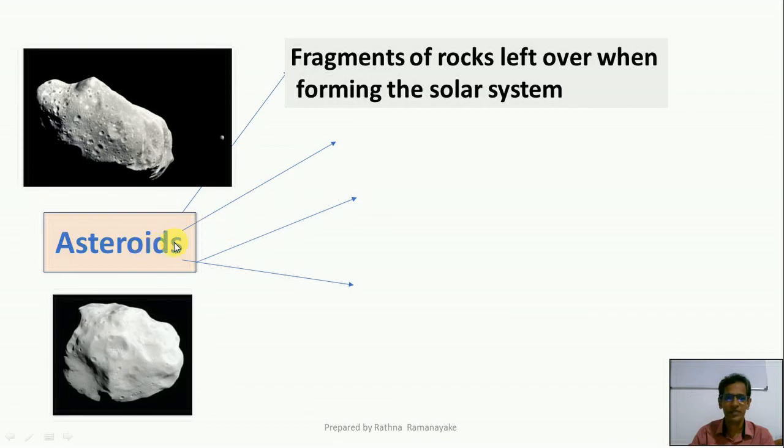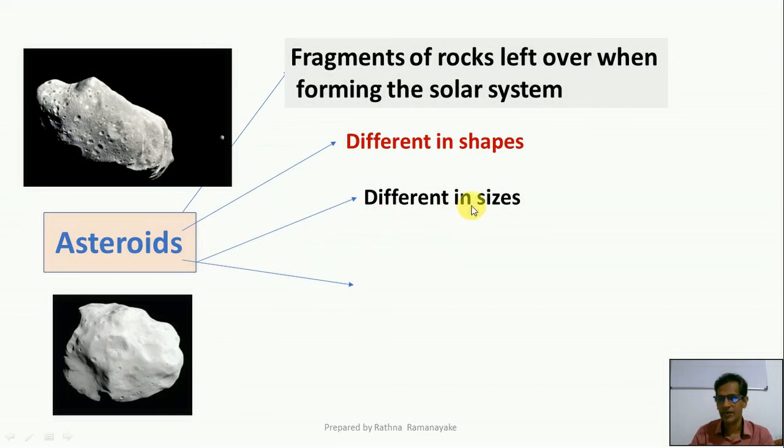Right? Asteroids. Asteroids are different in shapes. They are different in sizes. Right? You can see pictures of asteroids. They are different in shapes, different in sizes. Right? They are not spherical as planets. Not spherical like the planets.